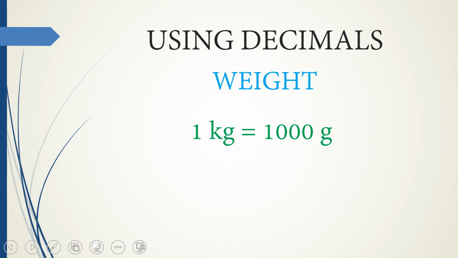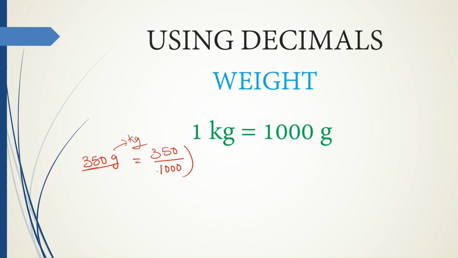Now consider weight. 1 kg is equal to 1000 grams. While doing conversions here, consider 350 grams. If you have to convert 350 grams into kg, it is 350 out of 1000 parts of a kg. So divide both numerator and denominator by 10, the numerator will become 35 upon denominator 100. So this is nothing but 0.35 kg.